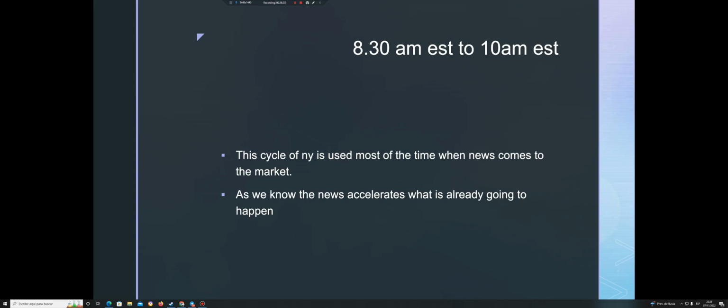Because yeah, we know that the news only accelerates what is already going to happen. If the price is gonna take highs, it is gonna take those highs but quicker. We get better speed. That's what's gonna happen. Okay, that's what the news does. So that's how we use the cycle. We use the cycle based on the news.